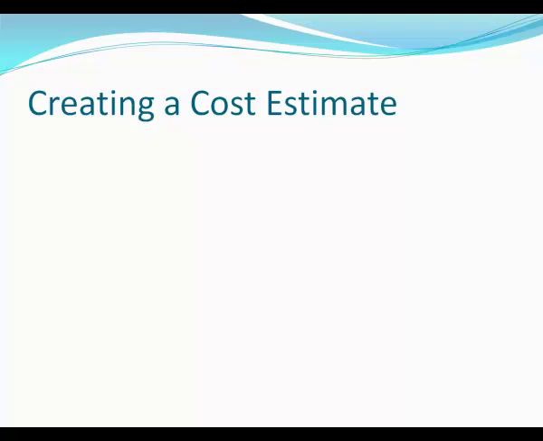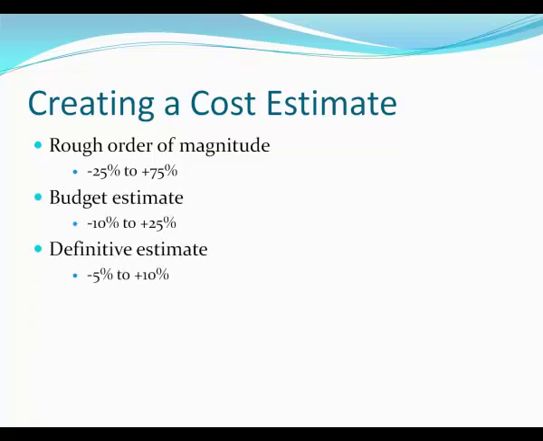Now, the results of creating a cost estimate. Depending on how deep you are in your project, you're going to have a ROM, a budget, or a definitive estimate. Very early in the project, where there's not a lot of information, you would create a ROM estimate. So it's negative 25% to plus 75%. A budget estimate is negative 10% to plus 25%, and a definitive estimate, when we have a lot of information available, is negative 5% to plus 10%. So those are just some fundamentals that you'll need to be familiar with for your PMP exam.